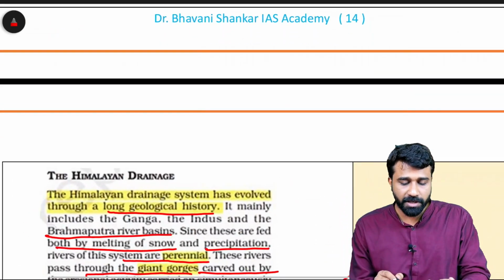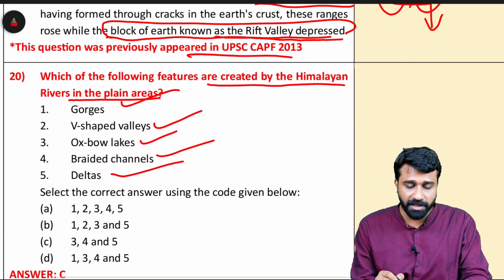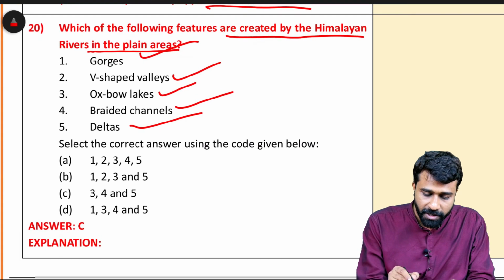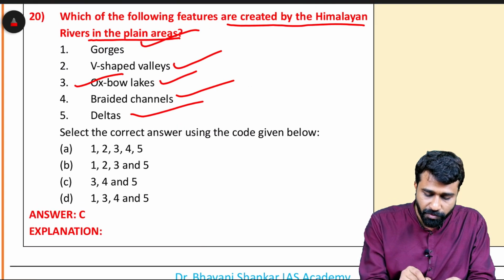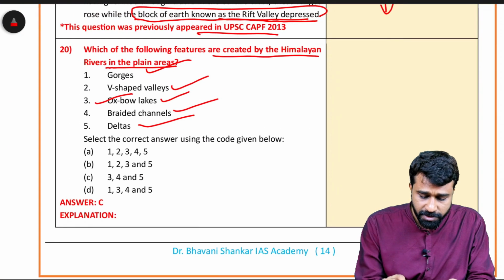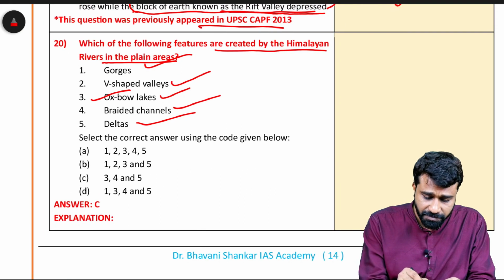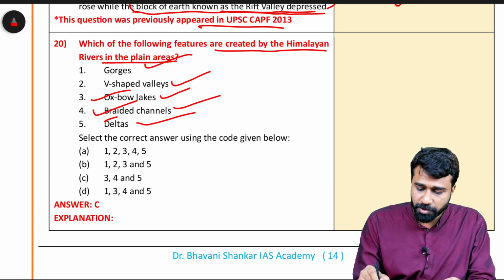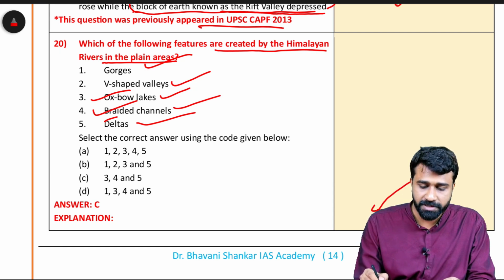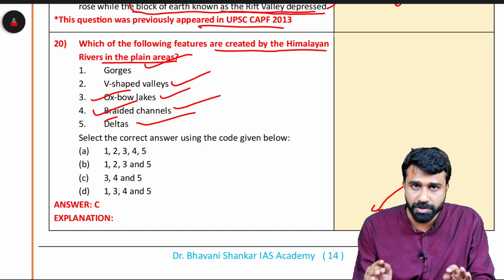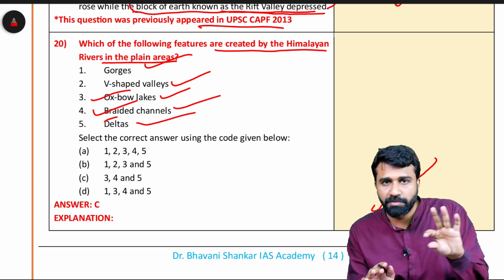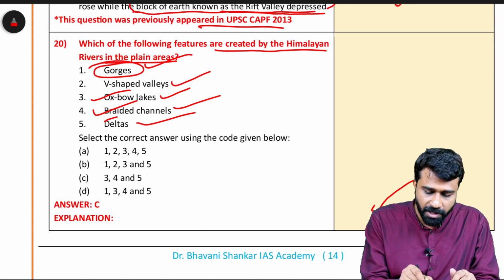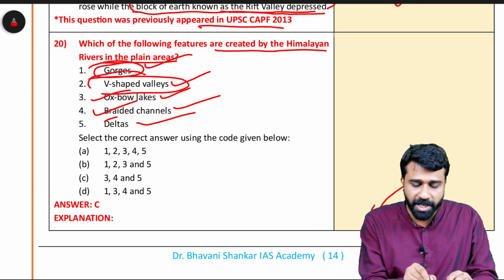Okay, this is about the characteristic features of the rivers created by Himalayan ranges. In the plain areas, you find oxbow lakes, fine, and you find deltas, fine. You find braided channels: where depositional activity takes place, you find the braided channel system. It usually takes place in the slow river moving part, that is, the plains part, and gorges or V-shaped valleys are not at all found in the plain areas.